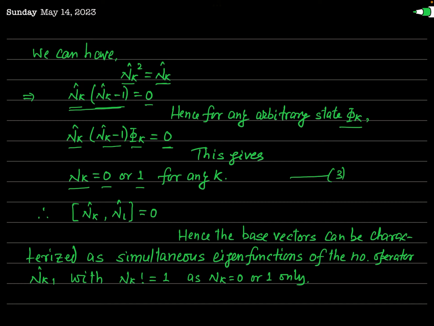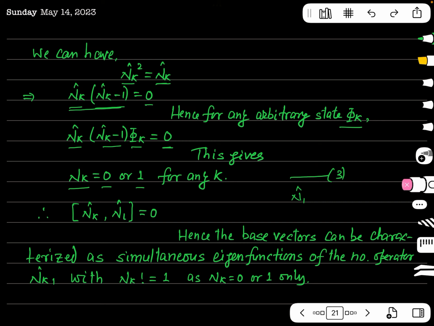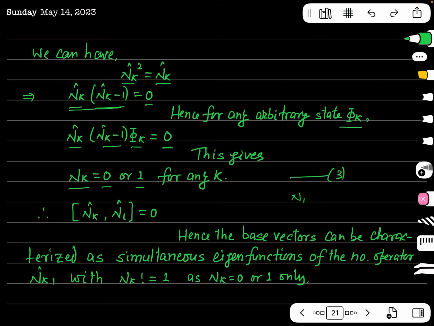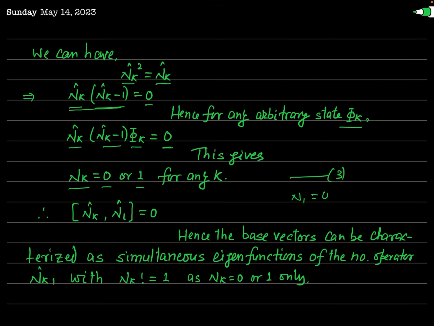It means you can say that this n_1, if k is equal to 1, then you will write it n_1. That n_1 will be equal to either 0 or 1. Okay. Similarly, n_2 will be either 0 or 1. Okay. So for all values of k, this n_k is equal to 0 or 1.